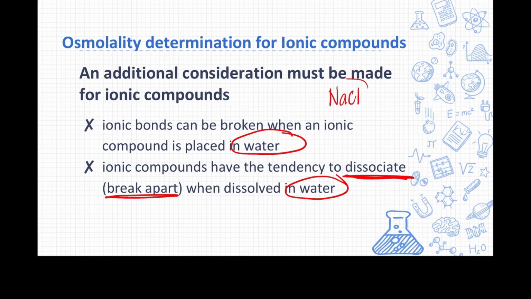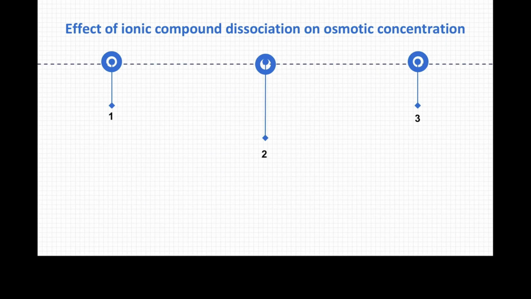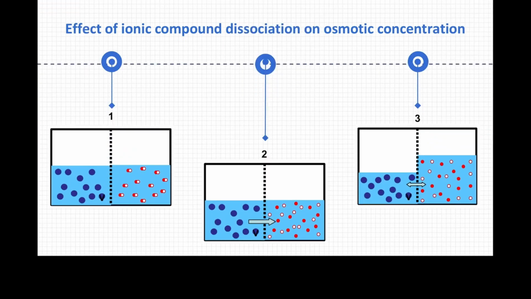For example, we have NaCl, or sodium chloride. This is one molecule of salt. But when we place it and dissolve it in water, it will separate into 2 moles, one of sodium and one of chloride. And this can have a considerable influence on the osmotic concentration of a solution. To understand it better, let's look at this illustration, which shows the effect of ionic compound dissociation on osmotic concentration.